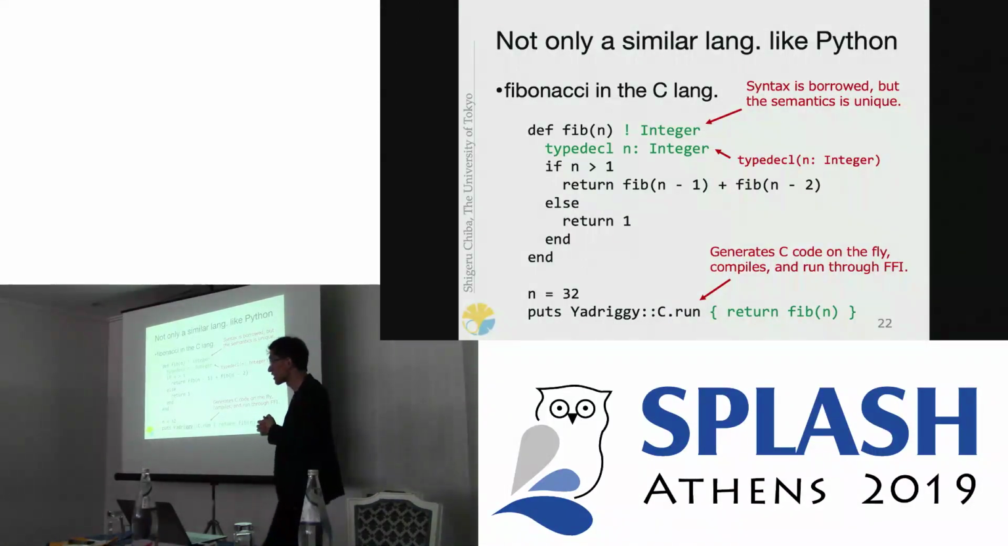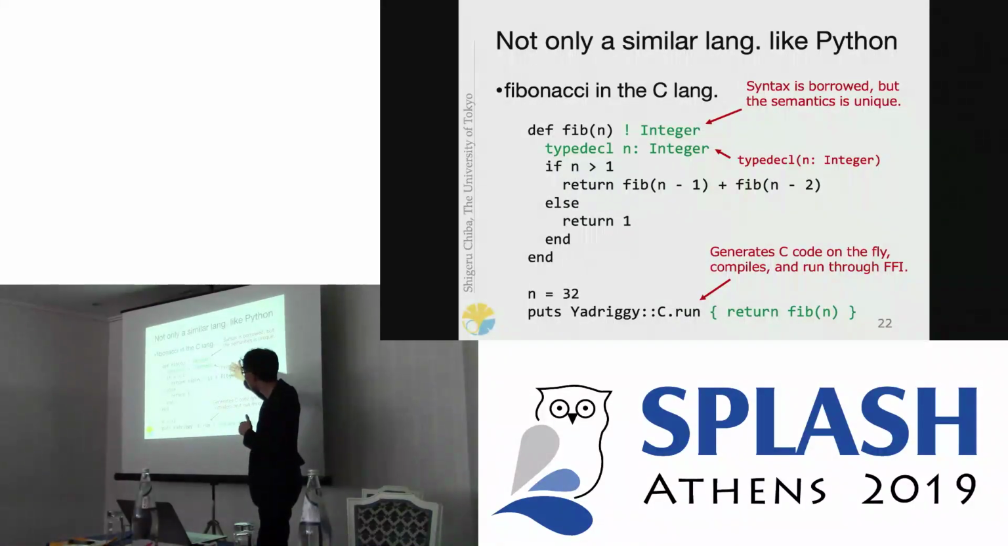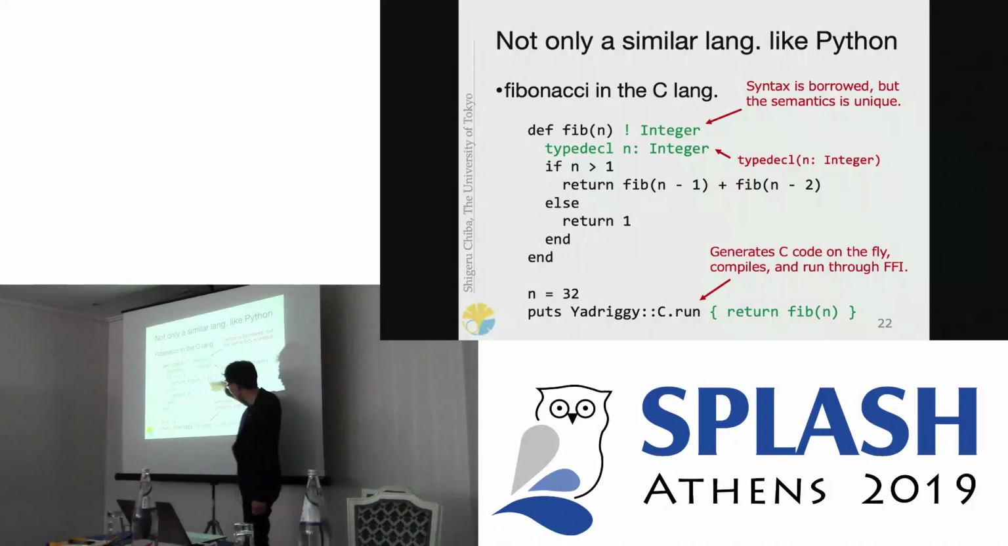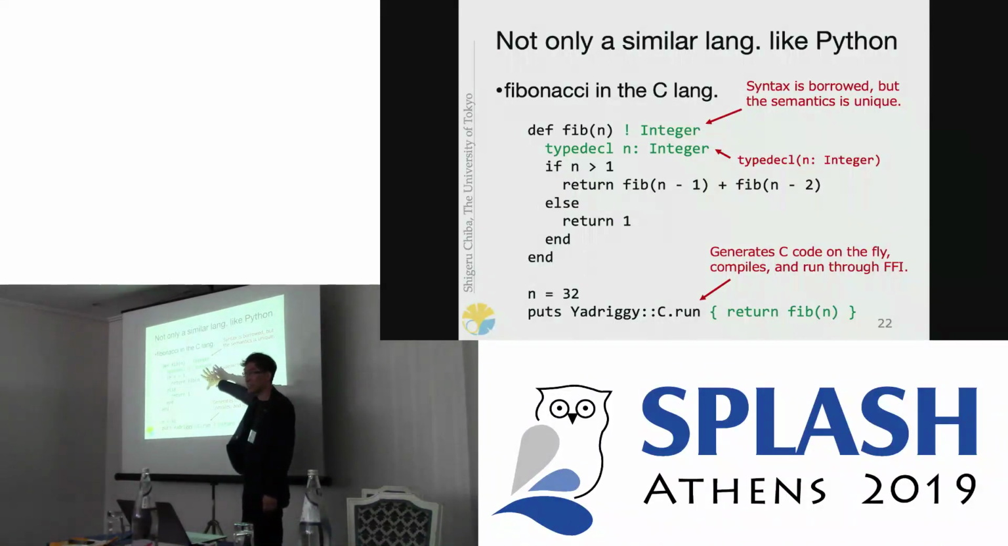So in C, this is a definition of a Fibonacci function. This code is also a DSL embedded in Ruby. And if you run this, oh, by the way, this function call refers to this Ruby function. So the system automatically recognizes this is also part of the DSL, and it also extracts the AST of this function.